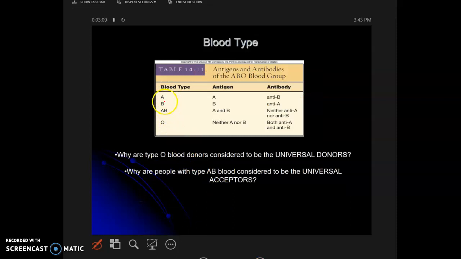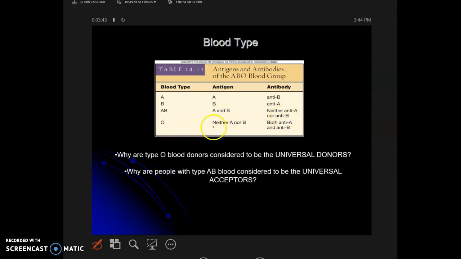So here, blood type A contains antigen A, and it has the soldier that will target B, so it's called anti-B. B has the antigen B, and what antibody does it have? Anti-A. AB now has the RBC which contains both A and B. But can it afford to have a soldier that will target A and B? The answer is no. It will attack its own RBC. So it has neither antibody A nor antibody B.